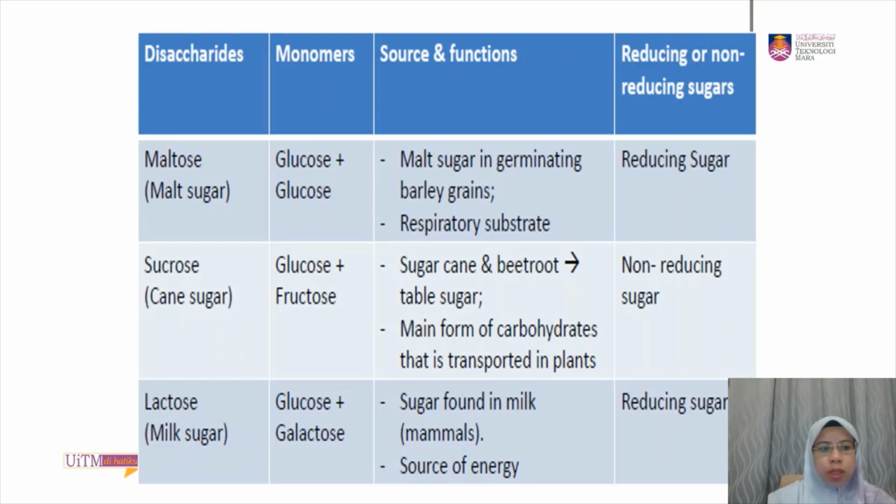Reducing sugars have a free aldehyde or ketone group. Reducing sugars have the capacity to reduce cupric ion in Benedict's solution. We will test this Benedict's solution in experiment 1 in the lab session. Examples of reducing sugars are maltose and lactose.